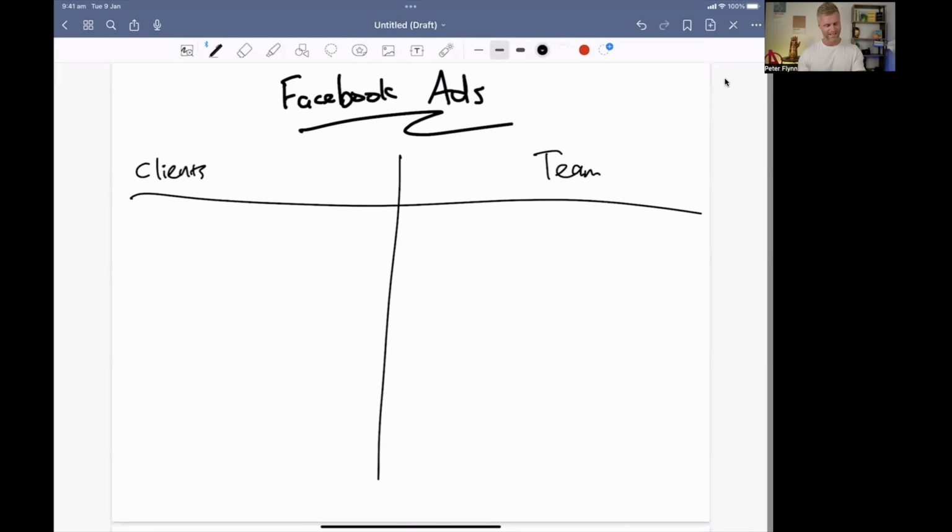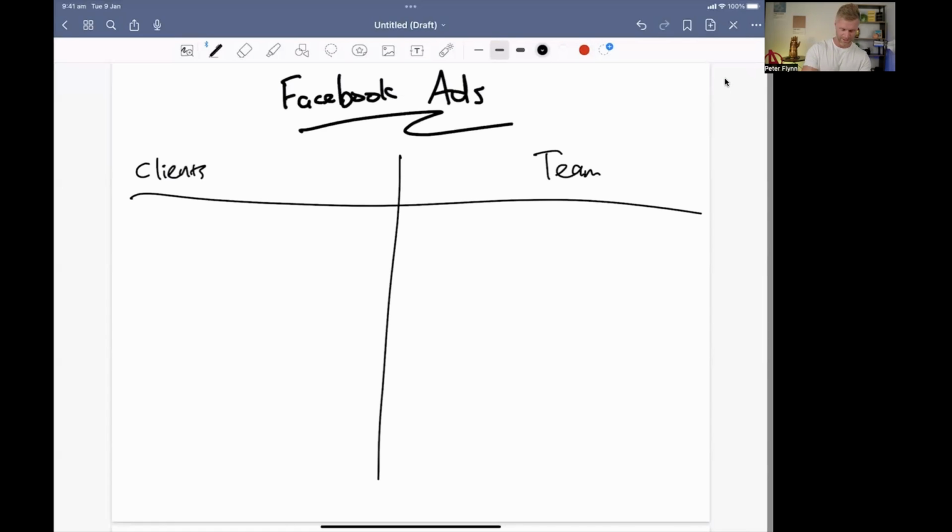On the team side, I mean, heck, if you're an OT, speechy, what else? Psychology, they're probably the 3 most in-demand professions that we see at the moment. Physio is still up there, but not quite as much, depending where you are. Then team is likely what you're going to be using Facebook ads for as well. So what are we doing here?